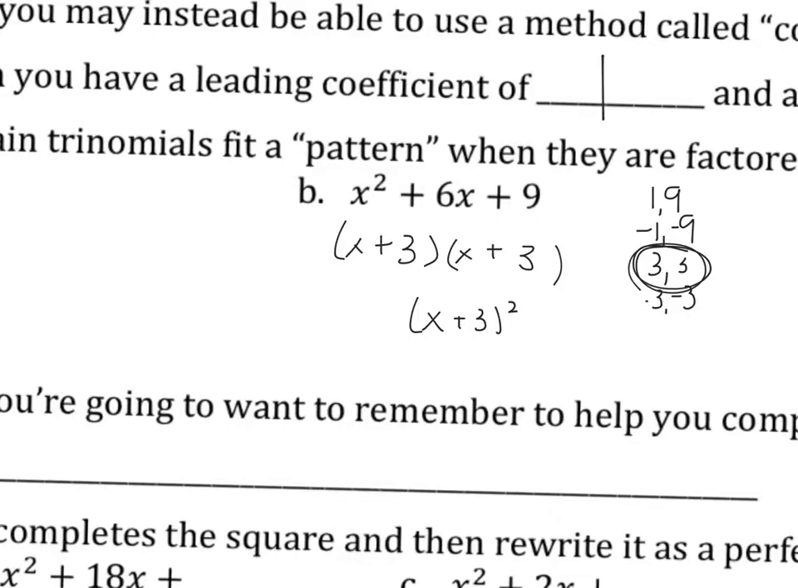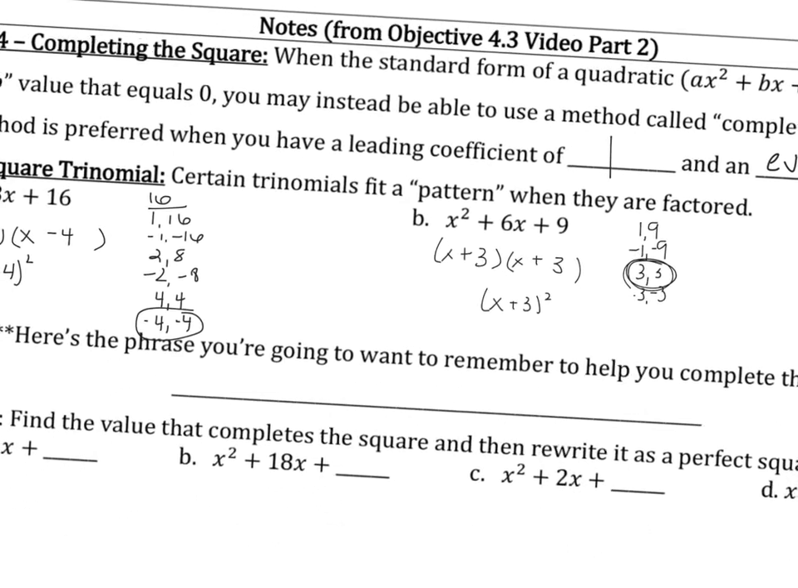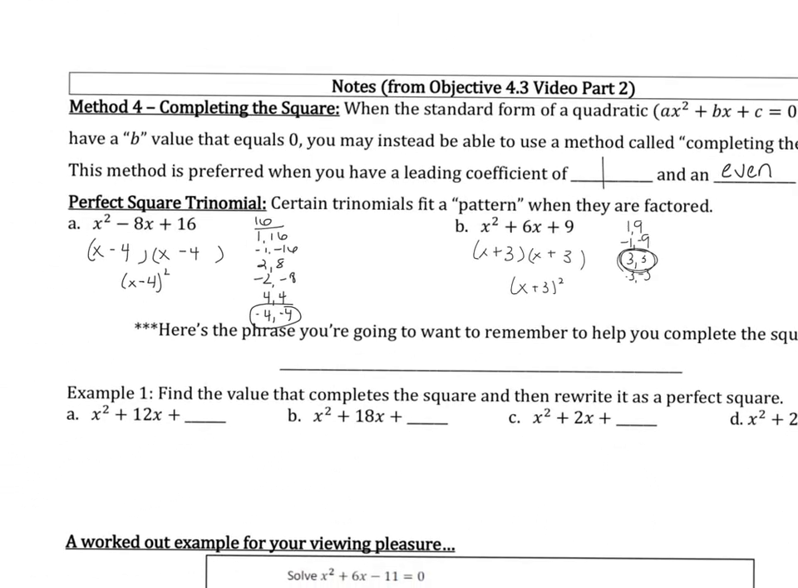So look at both of these examples. Notice that the last term, the c term when we're referring to the standard form of a quadratic, is a perfect square on both of those. And then when we square root that perfect square, whatever number we get, we double that. That's going to give us that middle b term there.